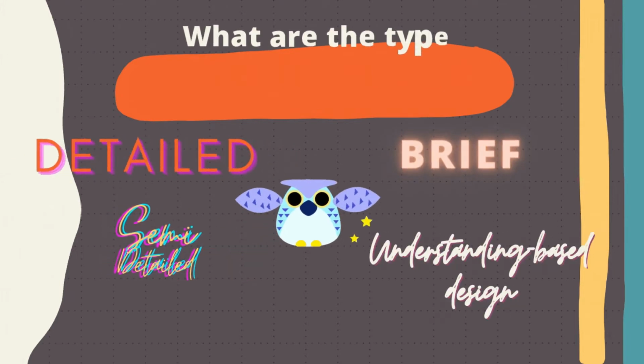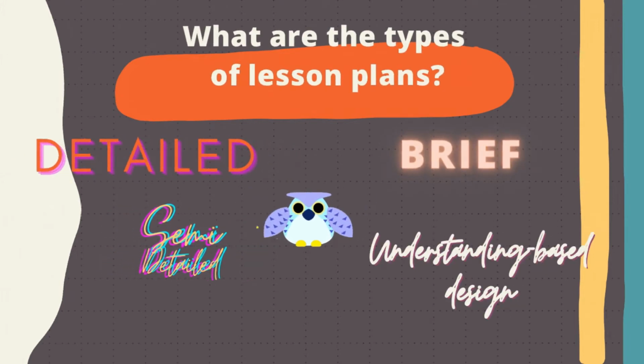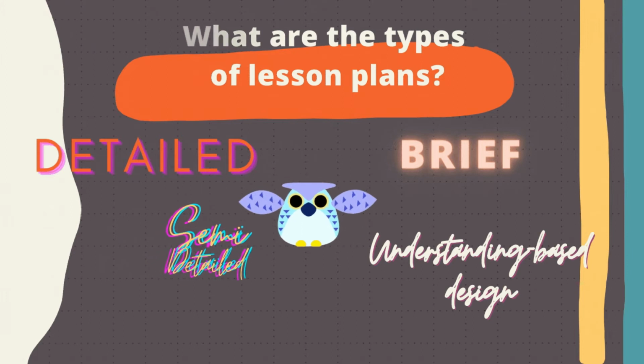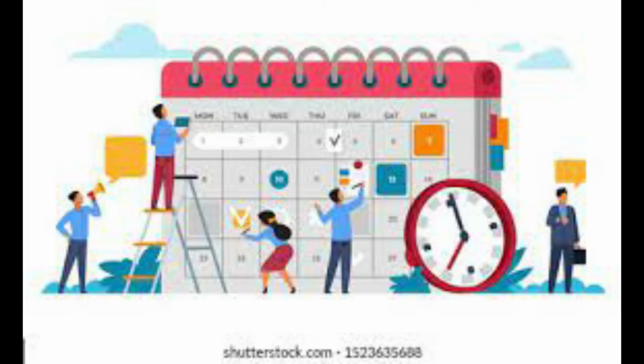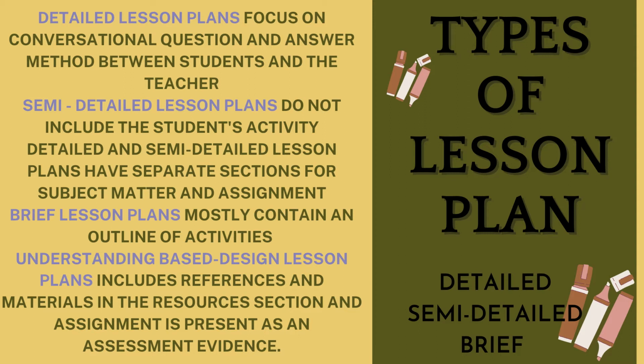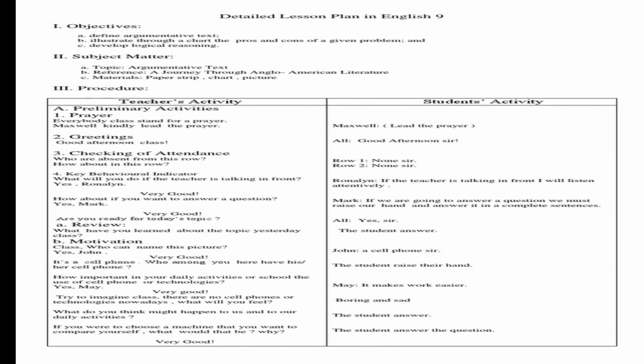3. Brief lesson plan. It follows a concise projection of statements describing the objectives, content and tasks to be done during class time. 4. Understanding-based design lesson plans include references and materials in the reference section and assignment as an assessment evidence. Here are the examples of the 3 types of lesson plan.